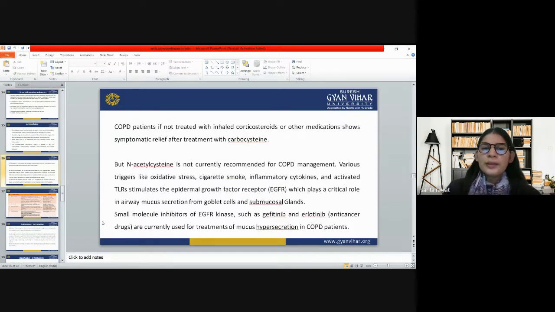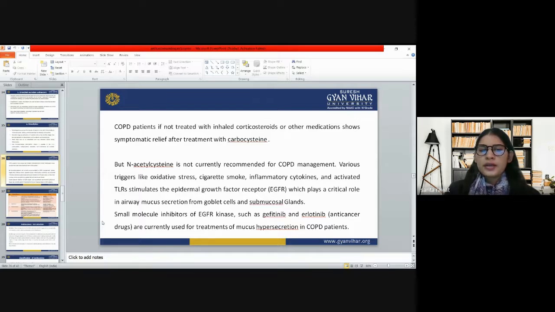Now, a COPD patient, if not treated with inhaled corticosteroid or other medication, gets symptomatic relief after treatment with carbocisteine. So we can use it in COPD patients when they are not responding to corticosteroids. But acetylcysteine is not currently recommended for COPD management.